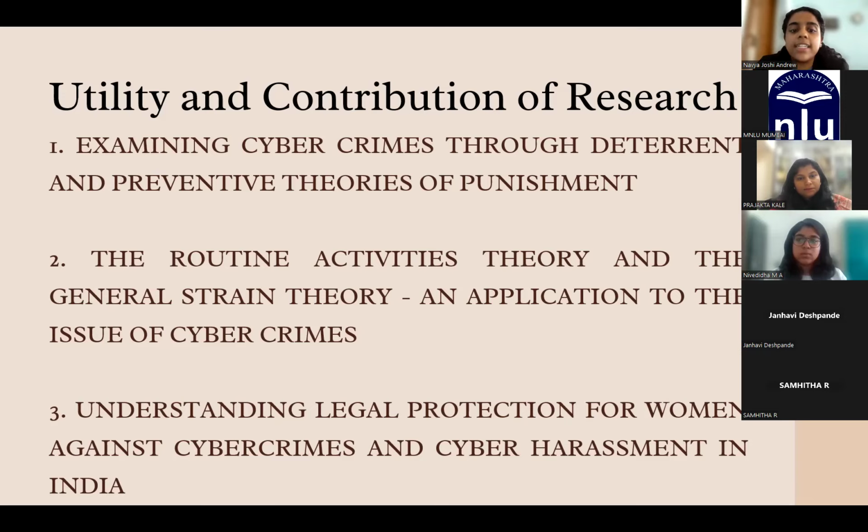Then another aspect is understanding legal protection for women against cyber crimes and cyber harassment in India. As I mentioned before, during the COVID-19 era and after that, there have been a lot of cases where women have been affected because of their gender. That is why I undertook this study. Now, talking about the general strain theory, if a person has already been victimized on online platforms and has undergone a strain related to that, there is a very high chance that the person may commit such crimes again through online platforms in the future, because it leads to a vicious cycle.